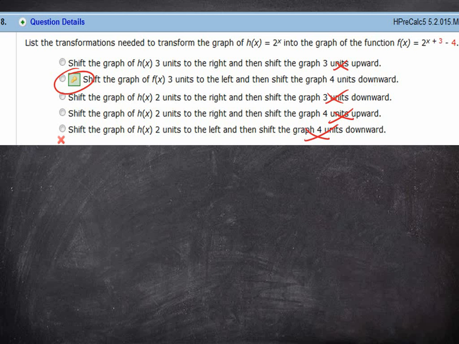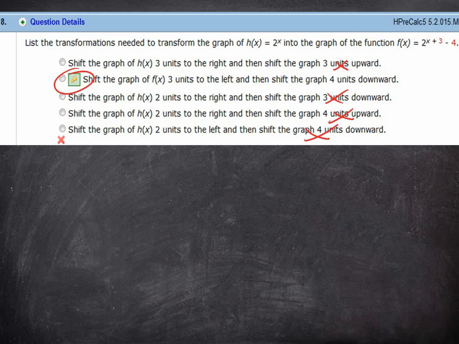I'm going to cross out that last one, but I know that it's either got to be the one I circled or the very last one, because I know that those points were shifted down 4, right? So it can't be any of the upward movements. So out they go. That leaves me 2 choices left. Well, is it going to be shifted to the left or shifted to the right?